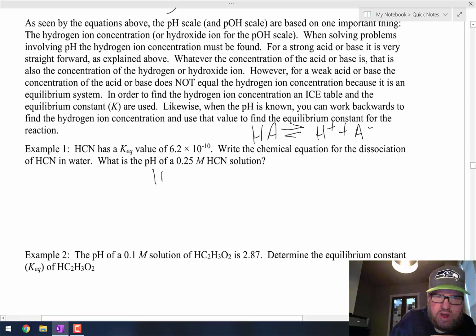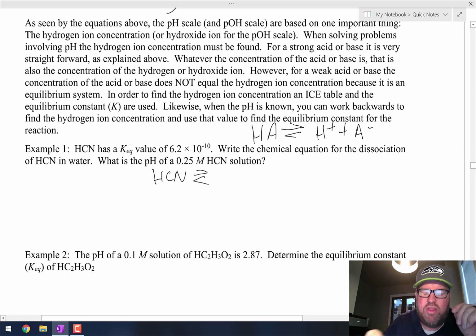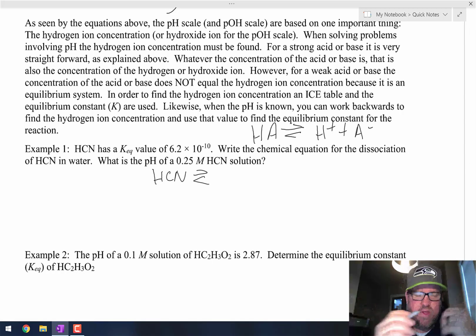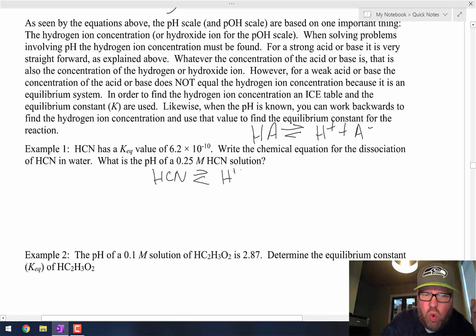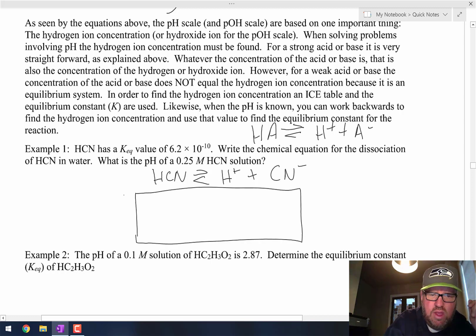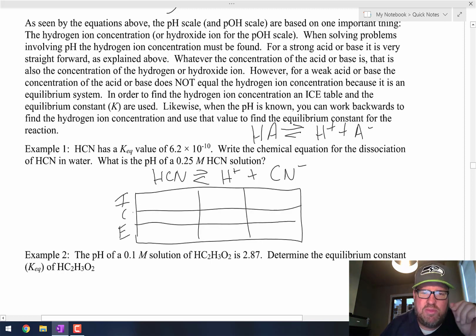So first of all, our reaction is HCN in equilibrium with, and what does every weak acid do? It donates a hydrogen. So you always know what a weak acid's going to do. It's going to lose one of those hydrogens, and then whatever's left is going to have that negative charge up in the corner. So it's H plus and CN minus. Now, we're going to do an ice table here a couple times, but hopefully you're going to get to the point where you don't need it anymore with problems like these.